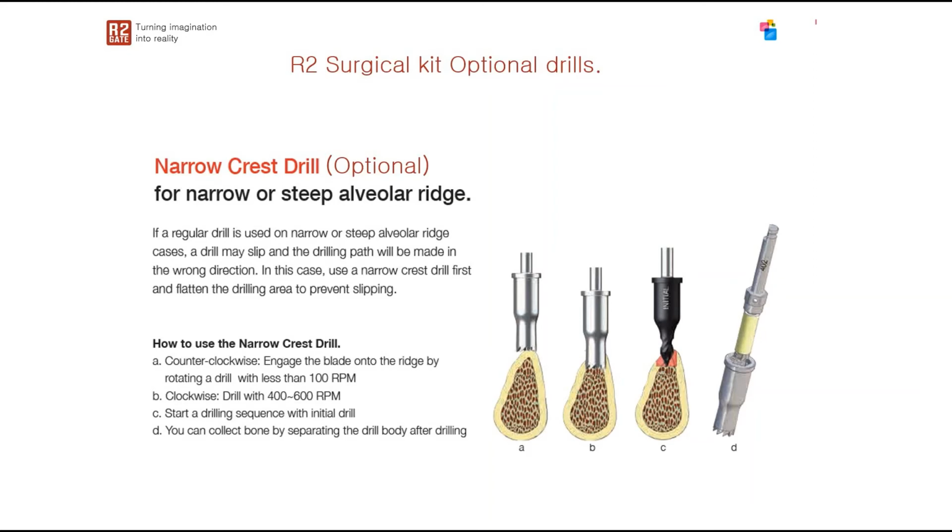And now we'll talk about the optional drills. First optional drill is the narrow crest drill. The narrow crest drill is a drill that you usually purchase separately and add into your surgical kit. And what it does is that it transforms cases that have knife edge ridges, like in this case, and it transforms them into a more flat type of bone, and that prevents your drills from slipping on the top of the ridge. It looks like a trifine burr, but the function of it is to flatten the bone so you can easily place your next drills and use them smoothly.